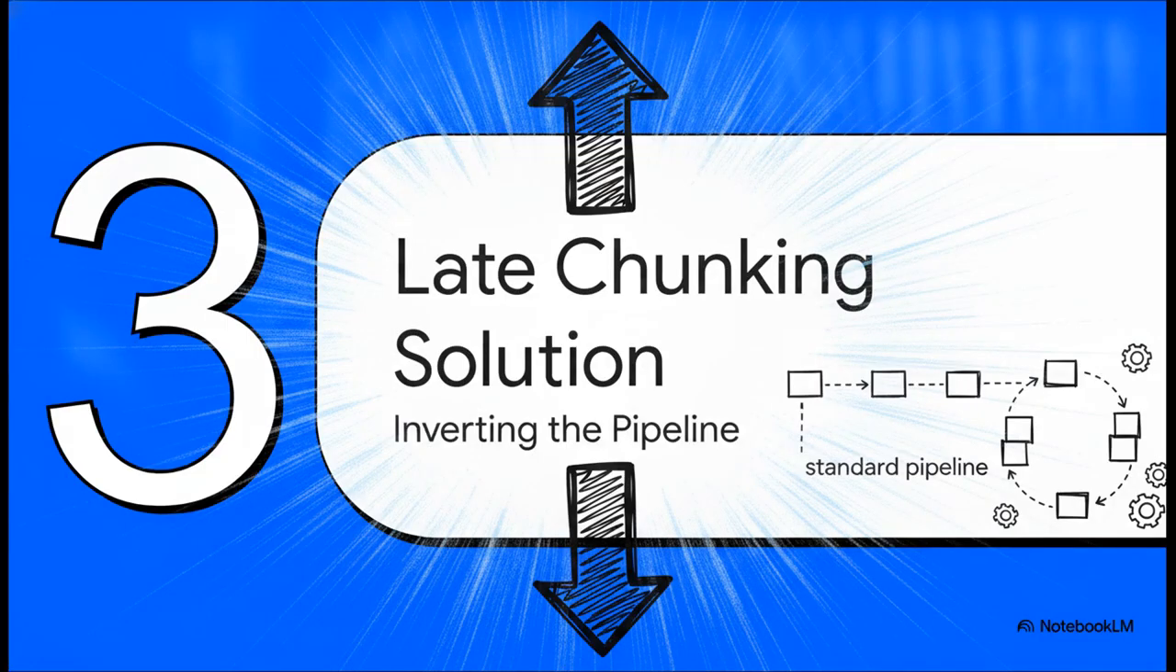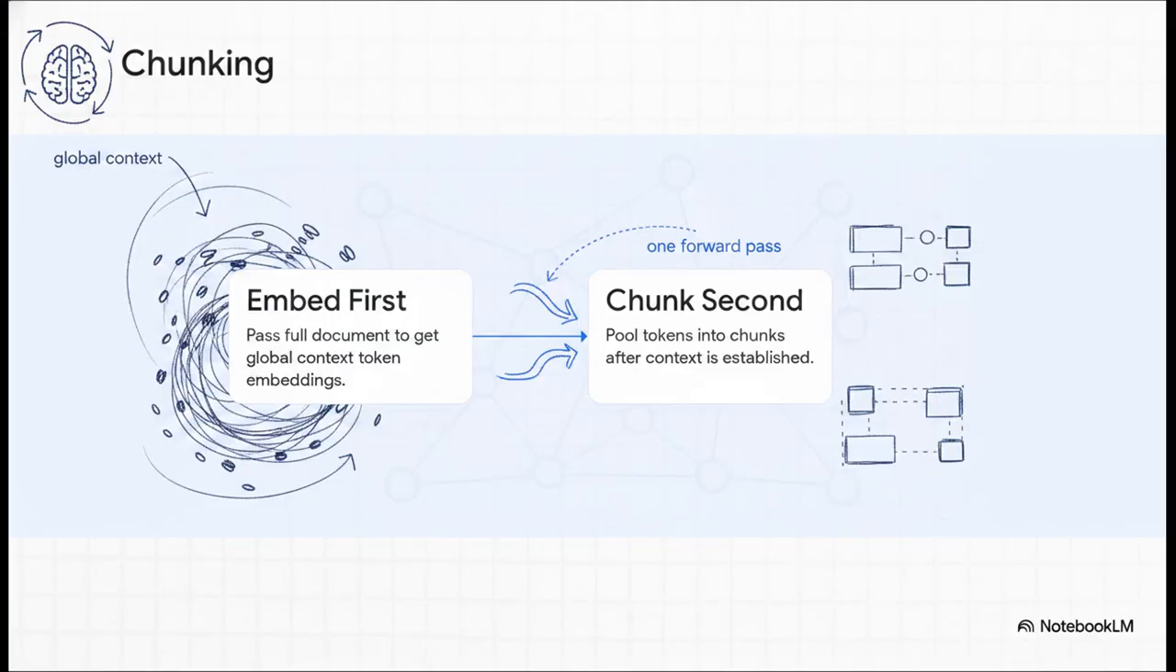Section 3. The late chunking solution, inverting the pipeline. So instead of splitting the text naively, late chunking totally inverts the process. It's a real game changer. Step 1, embed first. You pass the entire document, or as much of it as possible, through the transformer layers of your embedding model. That gives you token embeddings that actually reflect the global context.